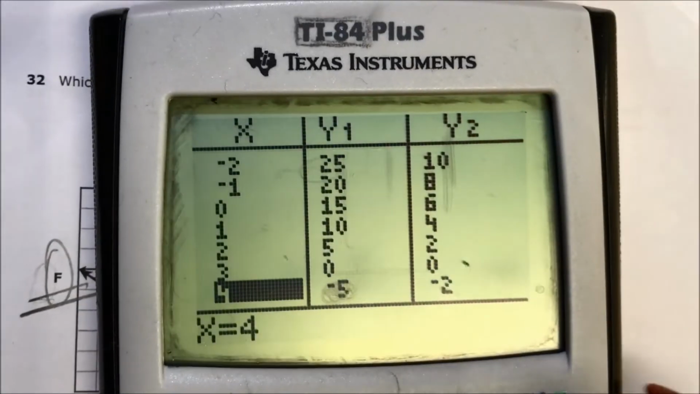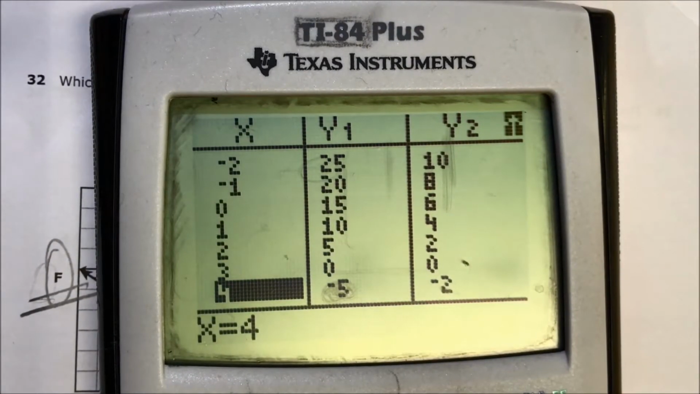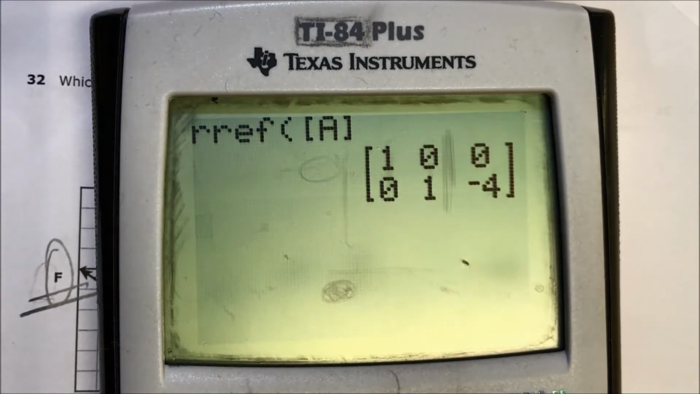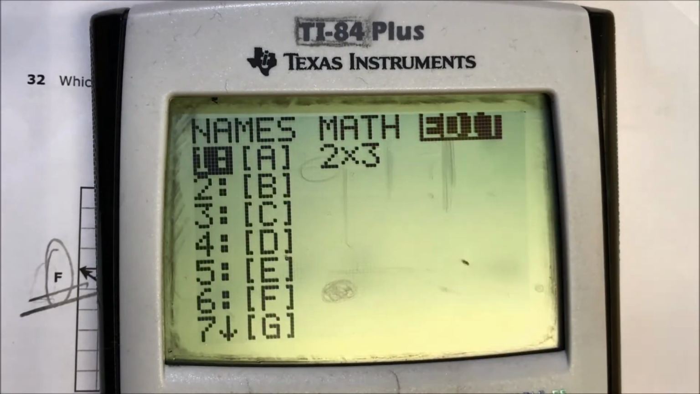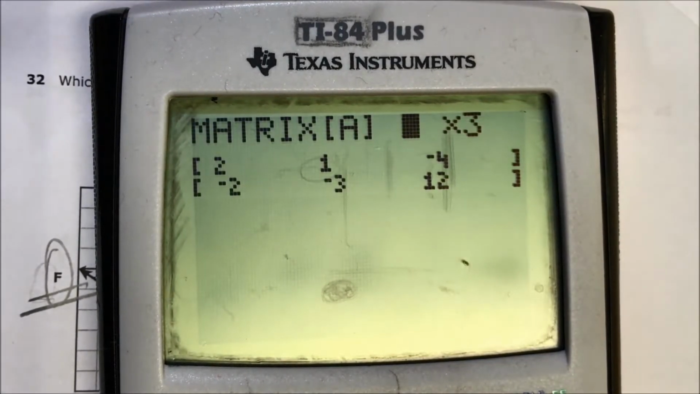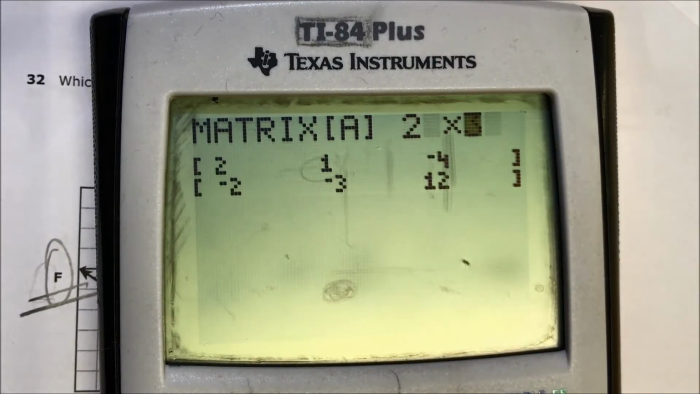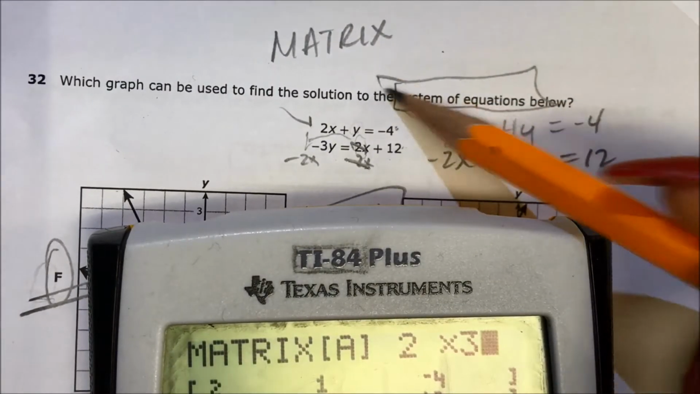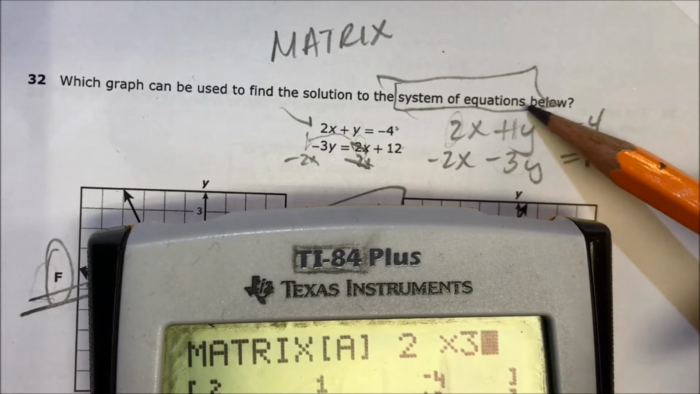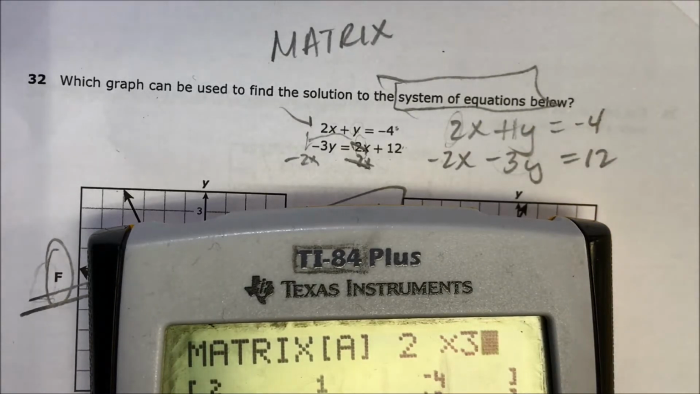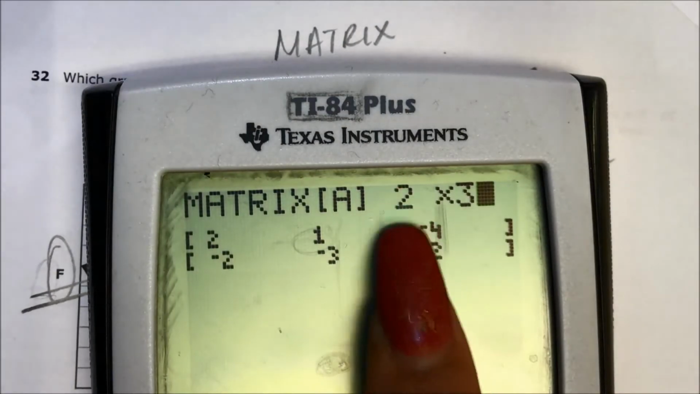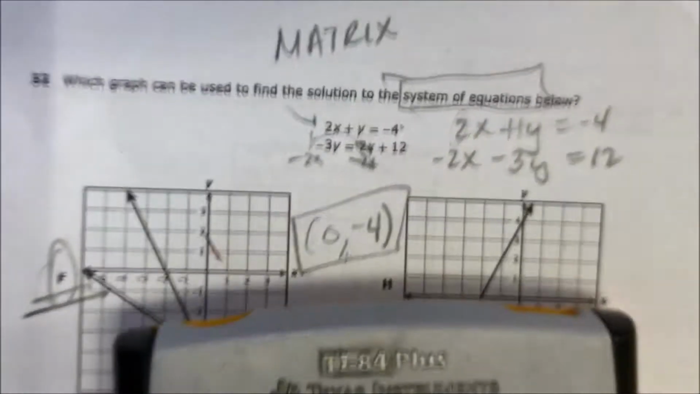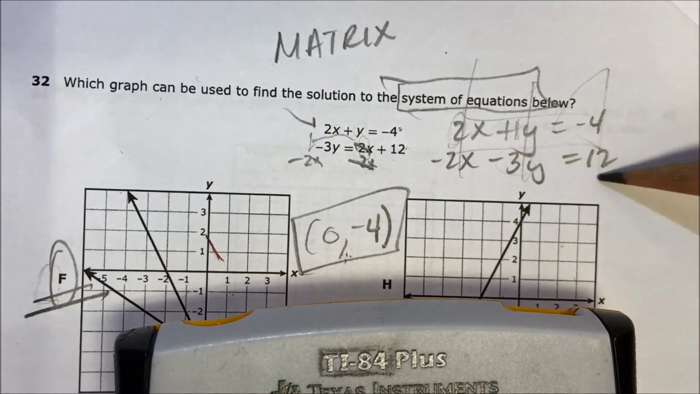Now we come here and go to the matrix and enter this in. So the first thing I'm going to do is clear my screen, and I'm going to go second matrix, go over to edit, press enter. You have to enter in the dimensions. This is a 2 by 3. Whenever you do a system question, and it will say it 90% of the time, when you have a system of equations problem and you're using a TI-84 calculator, you have to tell the matrix command how large the matrix is. And so you have 2 rows, 1, 2, and then 3 columns.